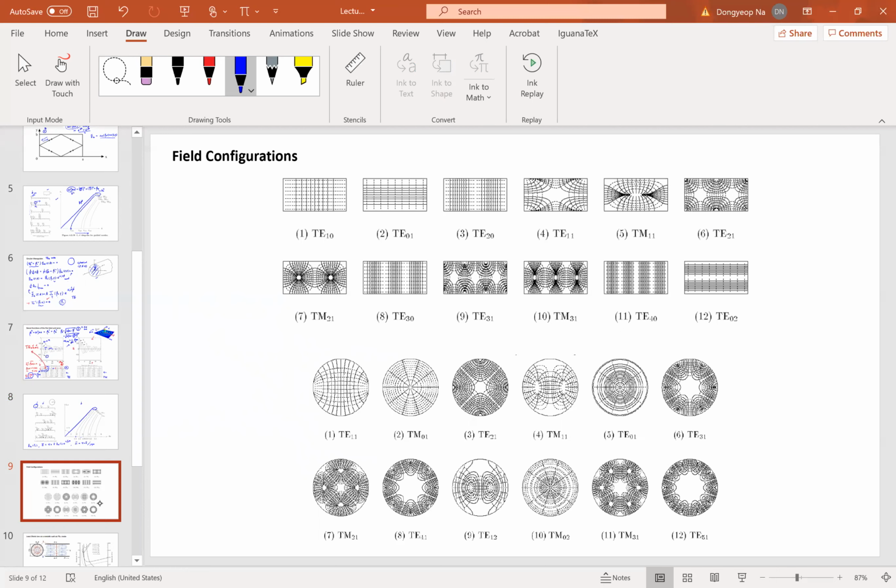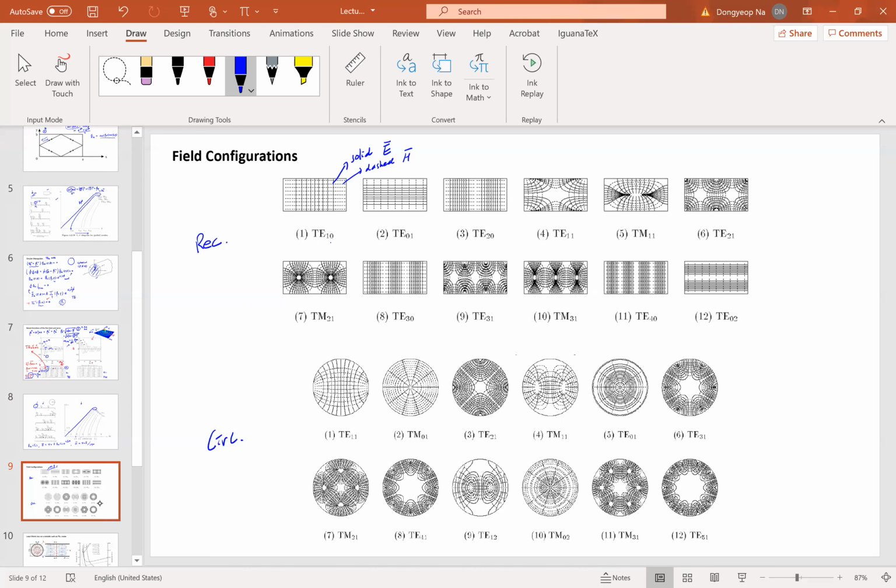For example, these are a set of plots illustrating electric and magnetic field configuration of each mode. This is for rectangular waveguide. This is the circular waveguide. So you can see this solid line represent electric field, and this dashed line is the magnetic field.